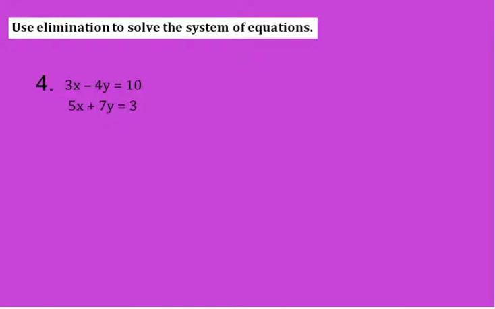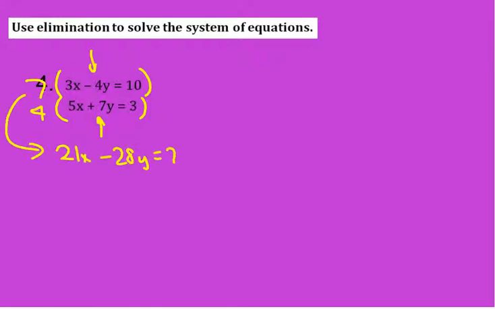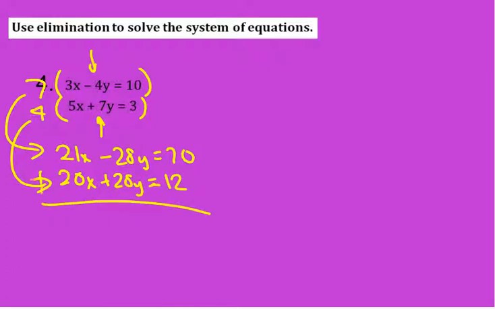So elimination here. This one's going to be a little bit tougher because nothing really jumps out as being by itself or having the same thing in front. So I've got to do a little math here. Since I've already got minus 4 and plus 4, those are opposite signs, I want to deal with those two. So I'm going to multiply the top one by 7 and the bottom by 4. Here's what that's going to do. Right here, 21x minus 28y equals 70. I'll rewrite this one right below it: 20x plus 28y equals 12. So now add these two.